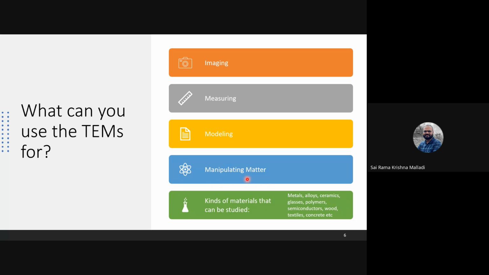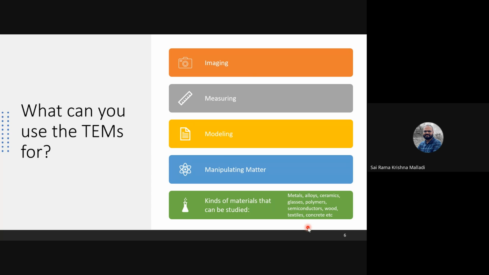In particular, we've had experience in manipulating two-dimensional materials to start constructing transistors or devices in combination with MEMS-based devices. And the types of specimens you can study are metals, alloys, ceramics, glasses, polymers, semiconductors, wood, textiles, concrete, real time devices, biological samples, cells and tissues, and so on.